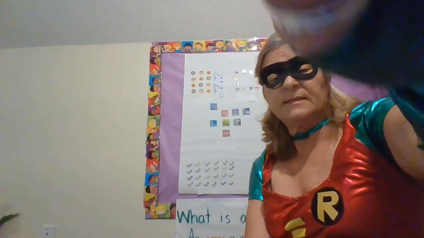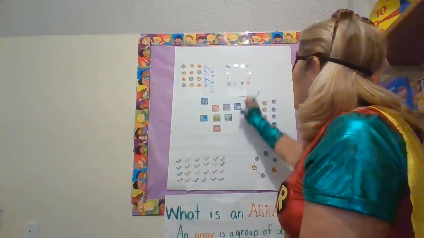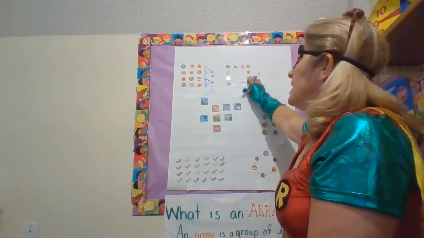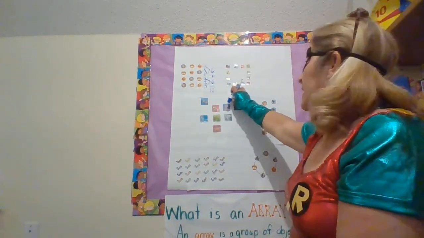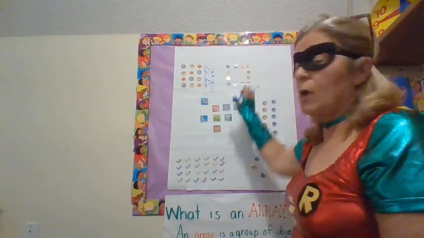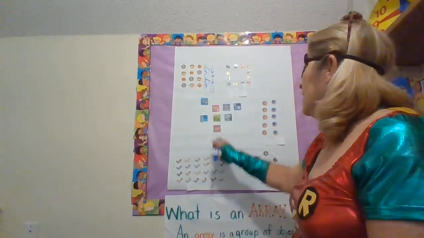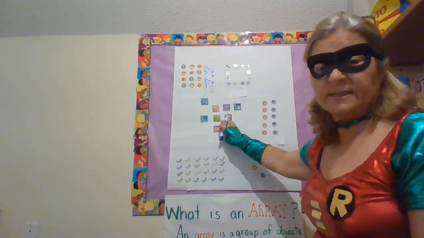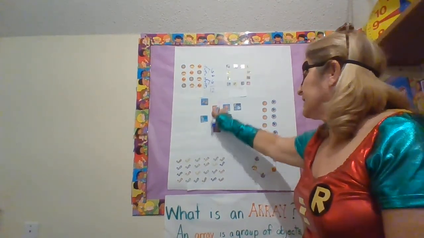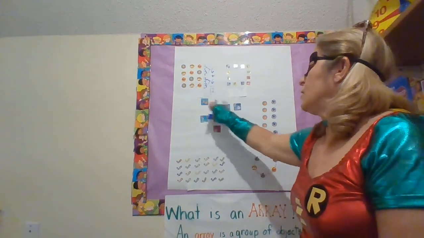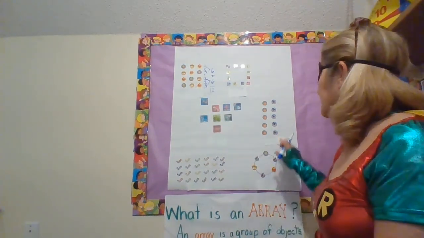I hope you guys can see that. I'm going to move it a little bit closer. We decided that this one was not a rectangular array because it does have columns and rows, but they're not all equal. So that's not a rectangular array. Also, this one was not a rectangular array. It has columns and it has rows, but not the same number in each one.